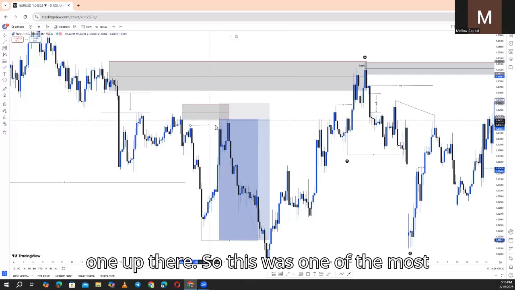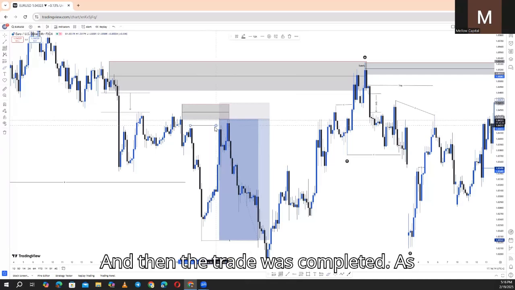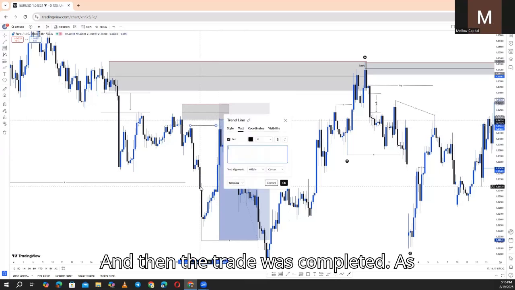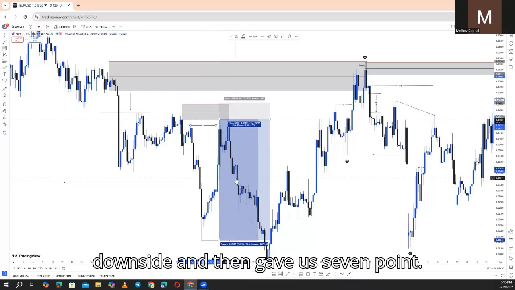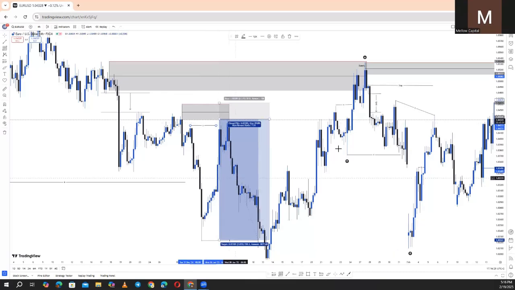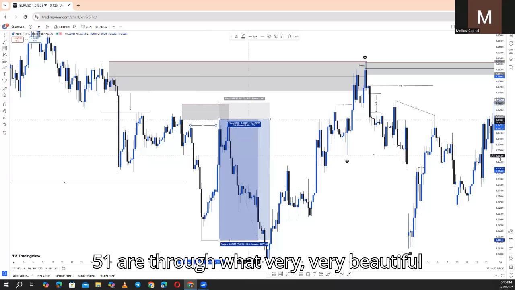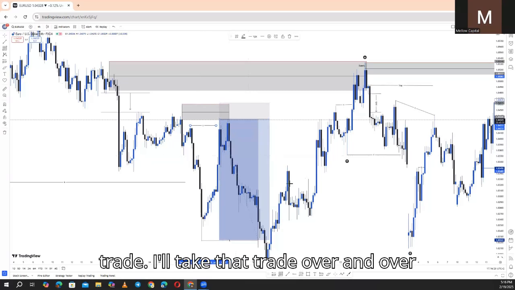So this was one of the most beautiful trades that we took this year, and the trade was completed, as you guys can see. This was on the H4 time frame as well. Price pushed to the downside and gave us 7.51 R risk to reward. Very, very beautiful trade. I'll take that trade over and over again.